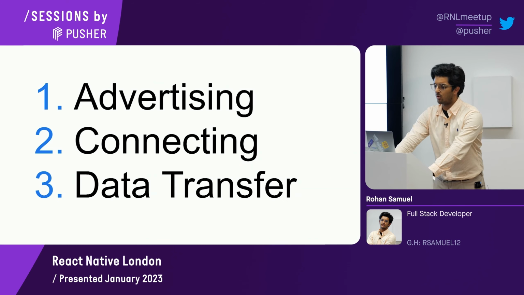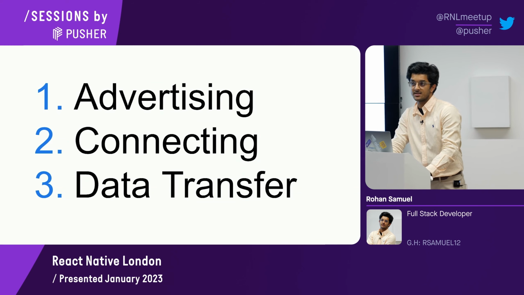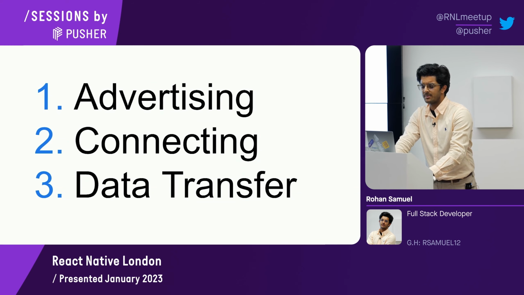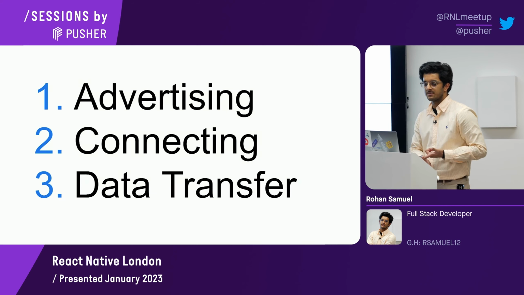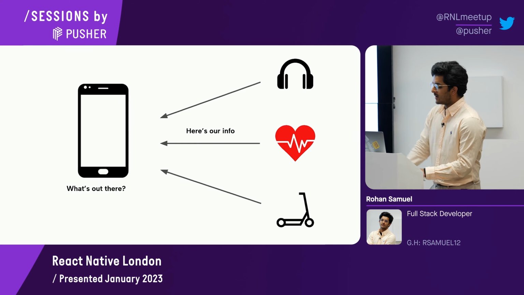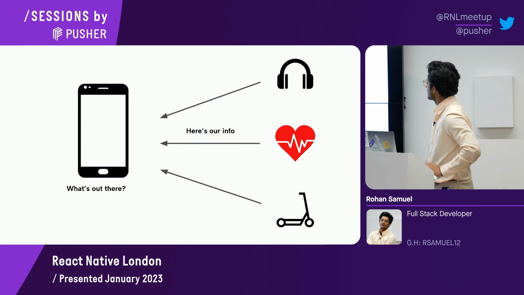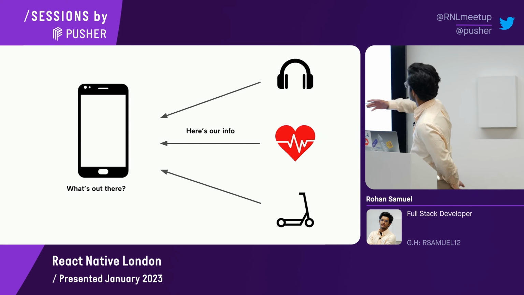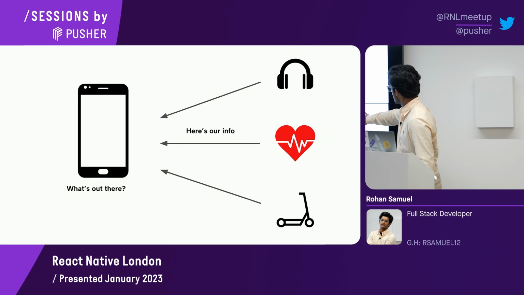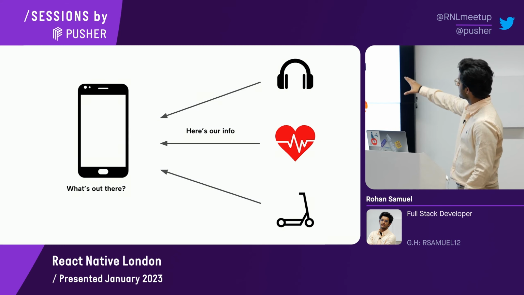But let's talk more about BLE communication as a whole. The way I like to break down the communication side of BLE is in 3 parts: the advertising part, the connecting part, and the data transfer part. Advertising mainly involves BLE devices, called peripherals. The peripherals here will be the headphones, the heart rate monitor, and the e-scooter. Their job is to advertise the data that they have.